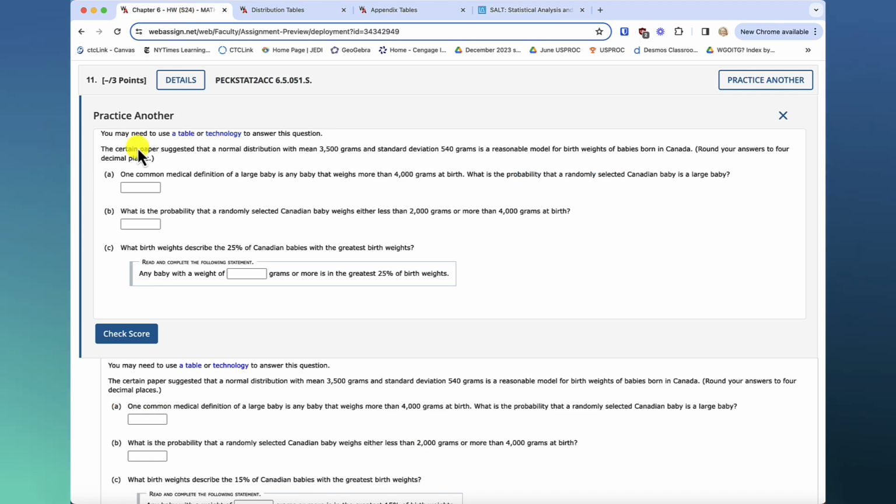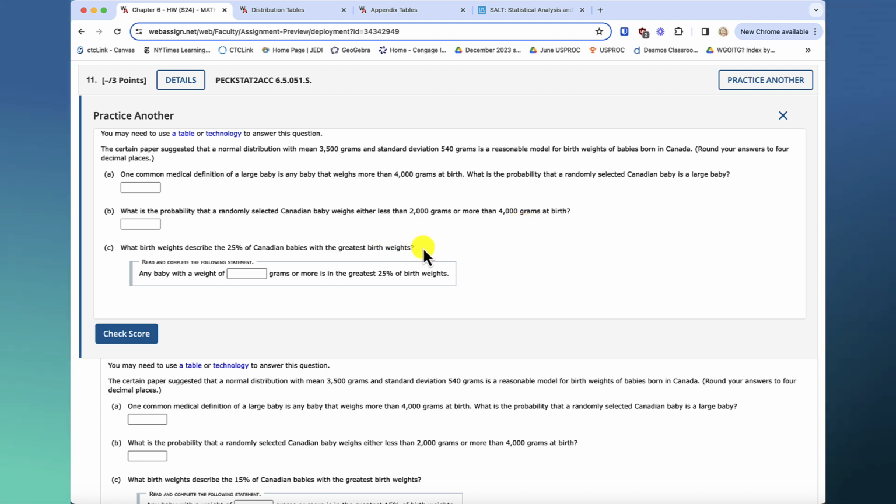So for example, here's a pretty typical question from chapter 6. Now what's typical about this is it starts off by saying, oh hey, we have some data that has a normal distribution. Here's the mean, here's the standard deviation. Now let's ask some questions. Find the probability that a baby weighs more than 4,000 grams. Another question, weighs less than 2,000, more than 4,000.